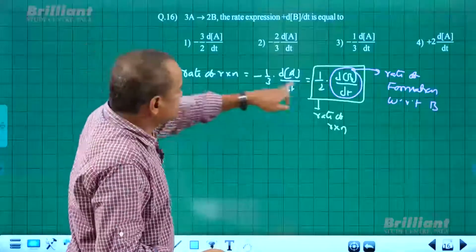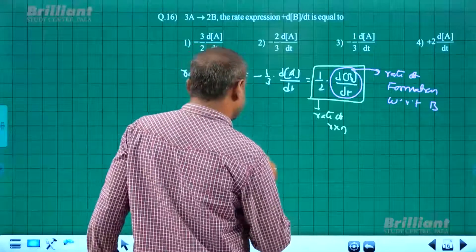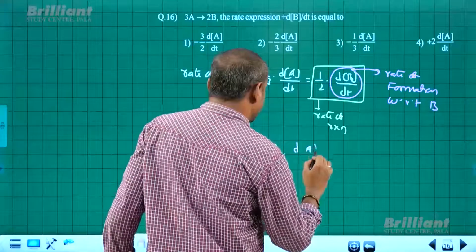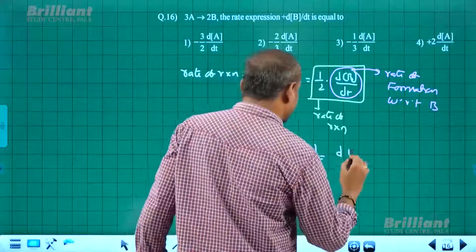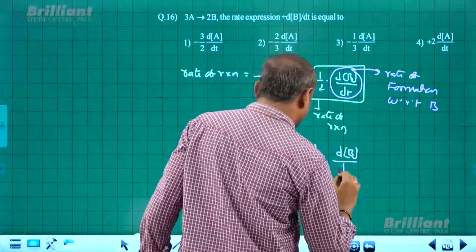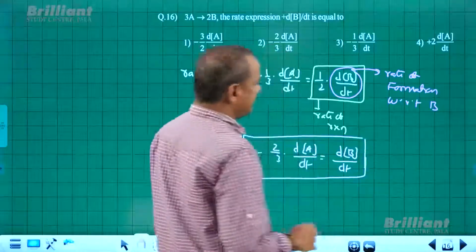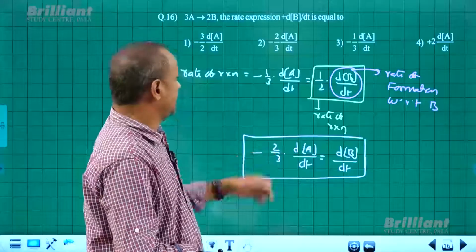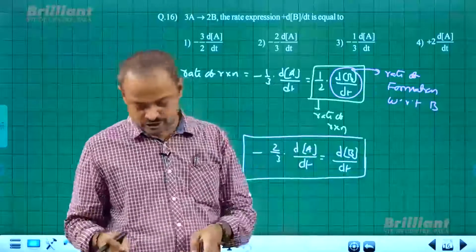So bring it to this side. That is minus 2 by 3 dA by dt is equal to dB by dt, which is called rate with respect to B or rate of formation of B: minus 2 by 3 dA by dt. Answer 2.